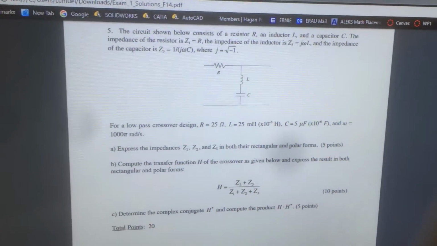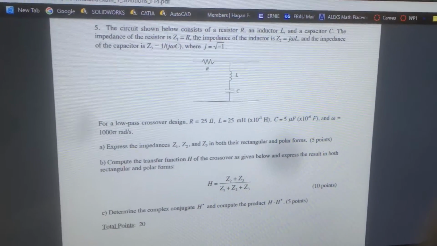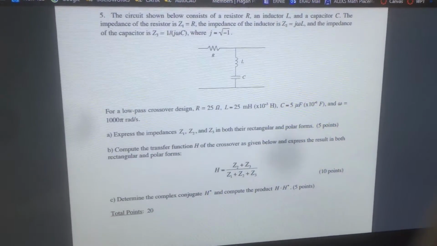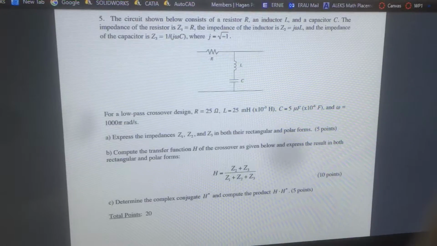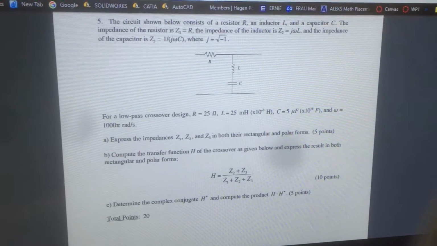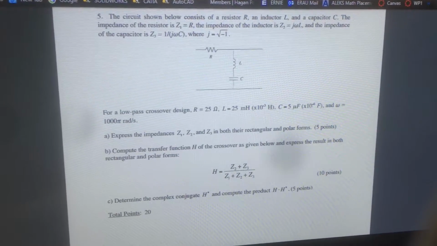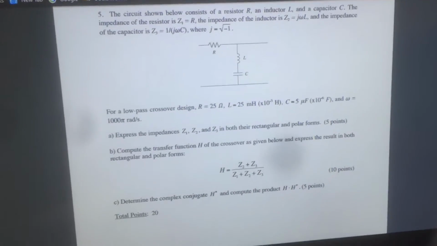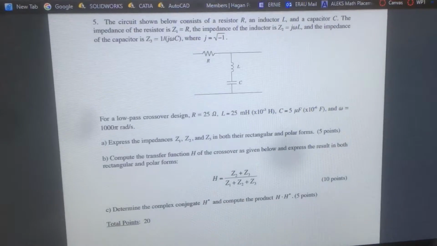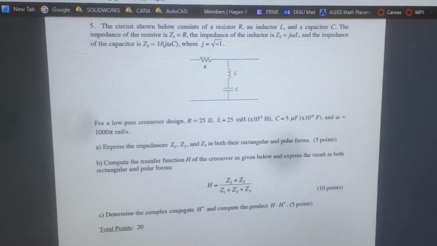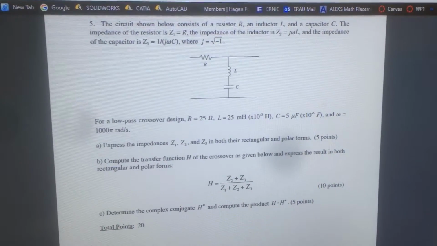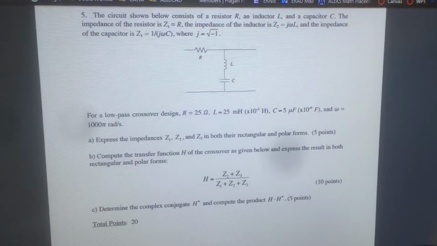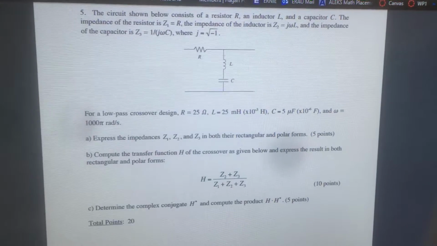The circuit is shown below. It consists of a resistor R, an inductor L, and a capacitor C. The impedance of the resistor is Z1 equals R. The impedance of the inductor is Z2 equals J times omega times L. And the impedance of the capacitor is Z3 equals 1 over J times omega times C, where J is equal to the square root of -1.